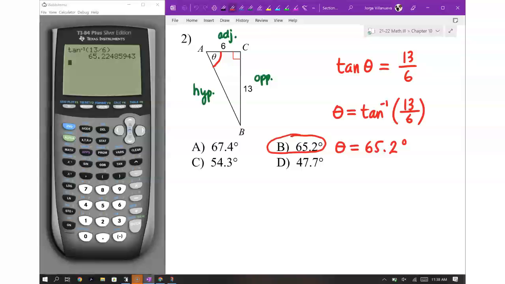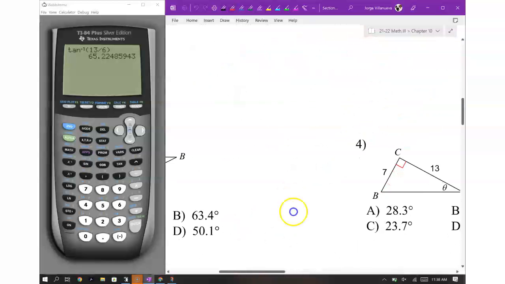Now, do you have to show everything I did? No. A lot of you guys can say opposite, adjacent, hypotenuse in your head and then write out your information. I would recommend you at least write out the starting point, tangent theta equals 13 over 6. Write out your angle equation and then just put it into your calculator. It's pretty quick. Okay, let's do number 6. I think that one's a little different than tangent. So let's check out number 6.